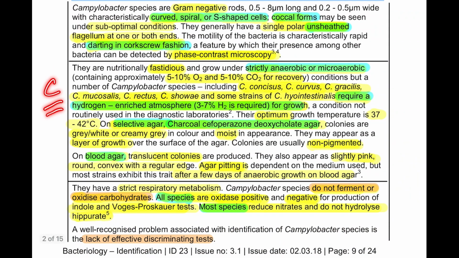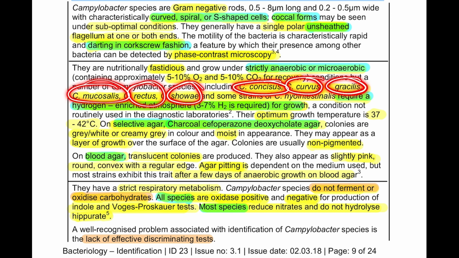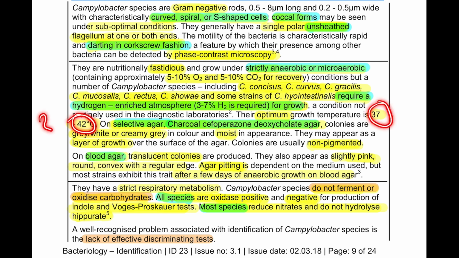If we talk about the culture condition, they are basically fastidious bacteria requiring a strict microaerophilic environment. That is basically 5 to 10% oxygen and 5 to 10% CO2 required for recovery. C. concisus, curvus, gracilis, mucosalis, rectus, showae, and some strains of hyointestinalis require hydrogen also. So we have to add 3 to 7% H2 into the atmosphere for growing them. The optimum temperature is 37 to 42. They usually all grow at 37, but the pathogenic thermophilic strains usually grow at 42 degrees centigrade.